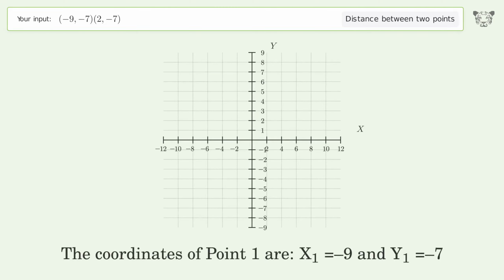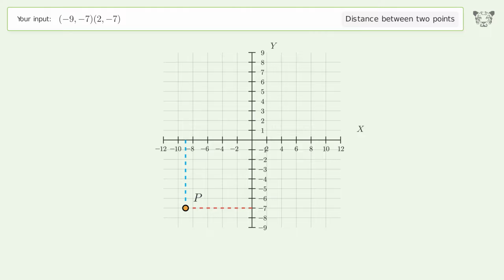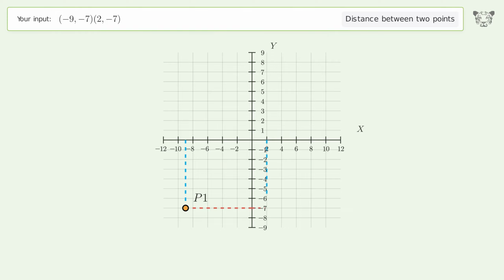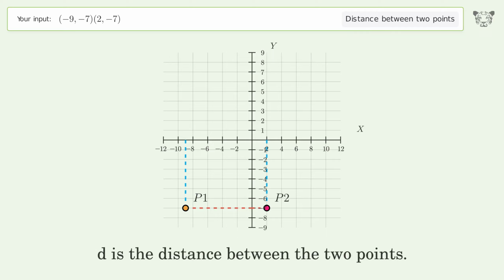The coordinates of point 1 are x1 equals -9 and y1 equals -7. The coordinates of point 2 are x2 equals 2 and y2 equals -7. D is the distance between the 2 points.